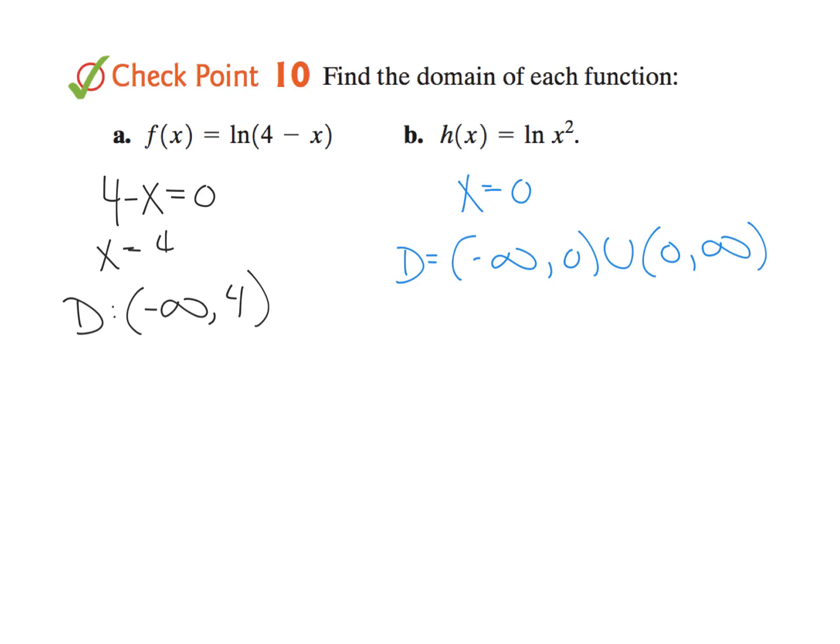For the second one, well, if x is 0, that's the obvious one. But remember, because of this square, that means the value of x squared is always a positive number, no matter if x is positive or negative. So the domain is going to be all numbers except for 0.